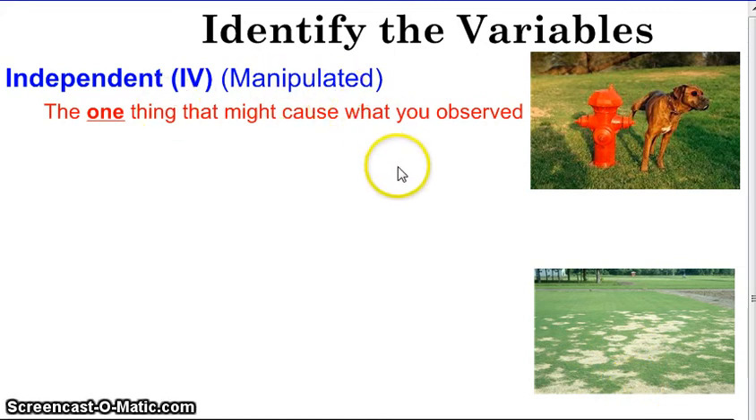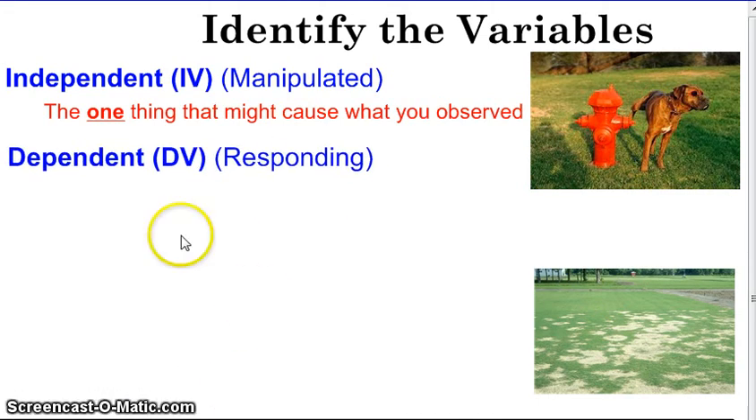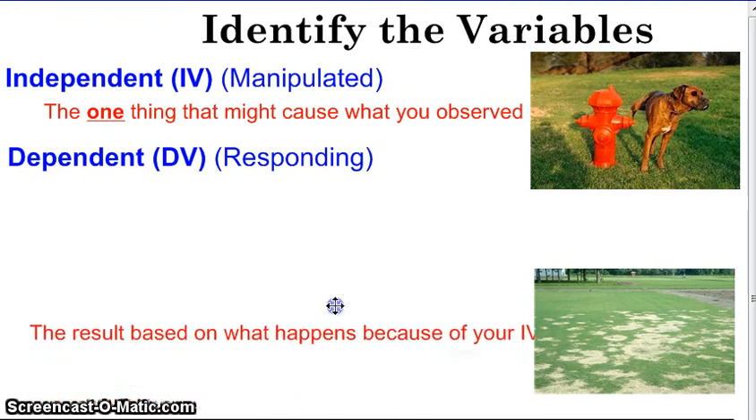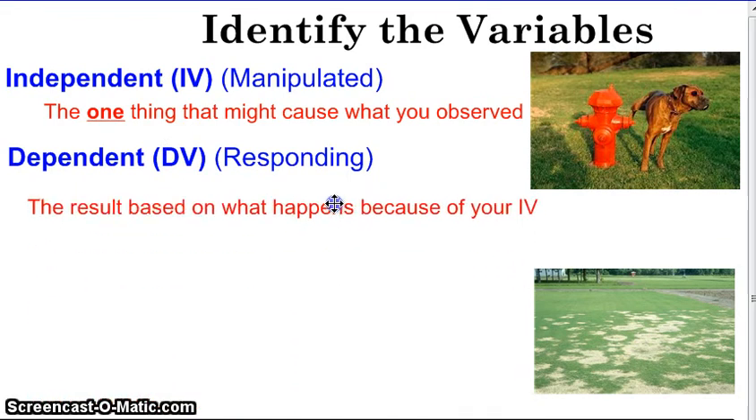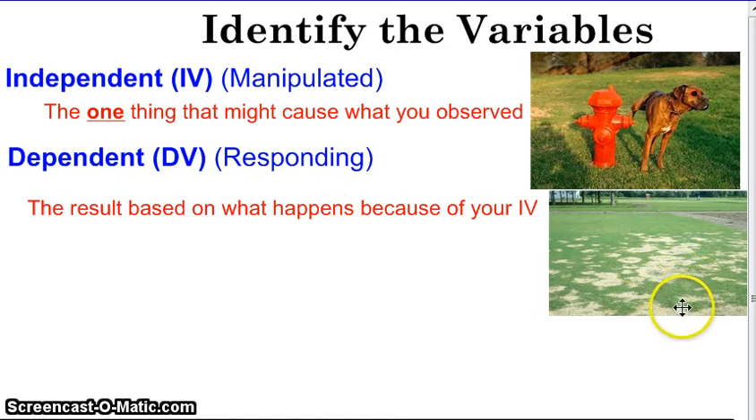It's the thing you as the researcher are going to intentionally change or manipulate. And in this case, you're manipulating the fact that you're going to have grass that has dog urine and grass that doesn't. You also need a dependent variable. This is the responding variable. And this is what happens as a result of your independent variable. And in this investigation, you're predicting that it's this dead grass that is the result of the independent variable, the result of dog urine.